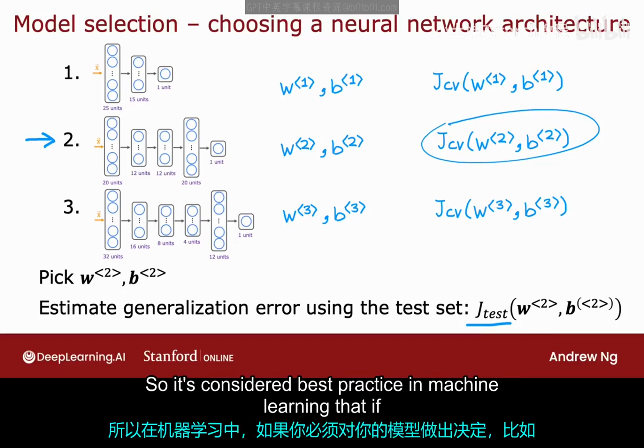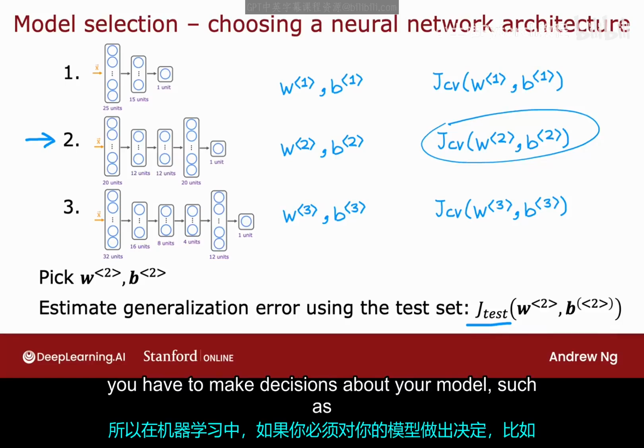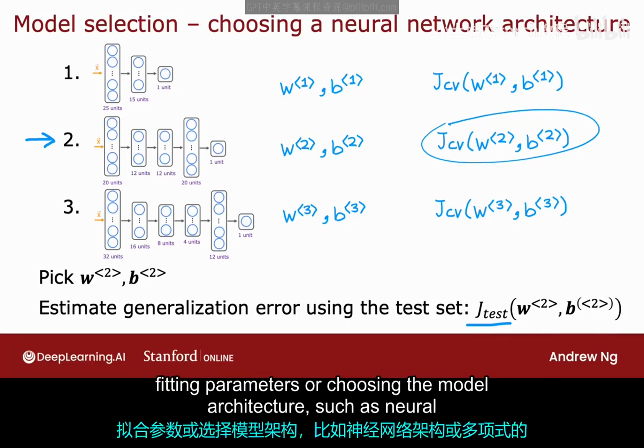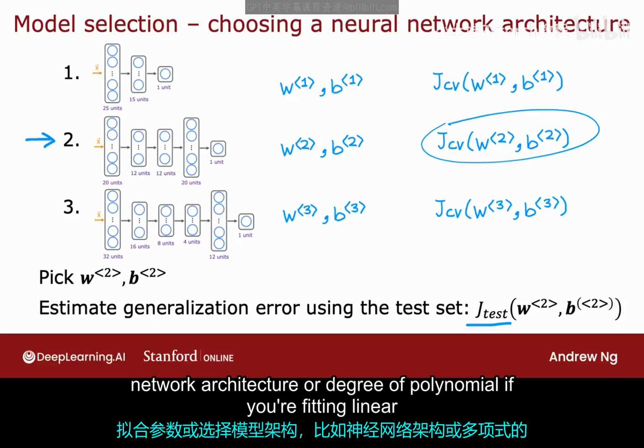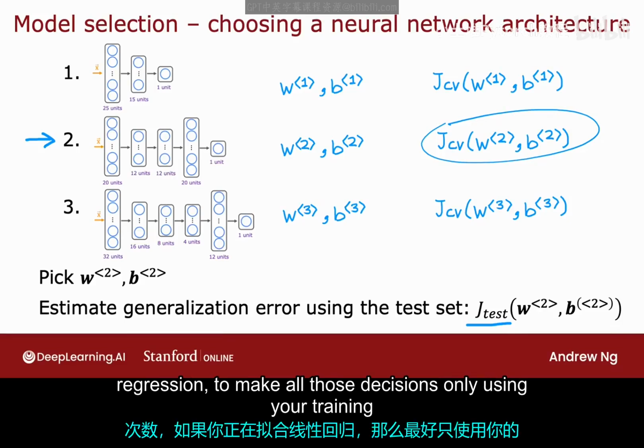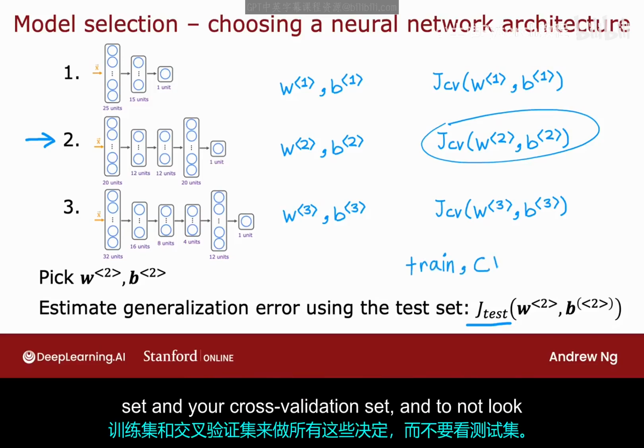So it's considered best practice in machine learning that if you have to make decisions about your model, such as fitting parameters or choosing the model architecture, such as neural network architecture or degree of polynomial if you're fitting linear regression, to make all those decisions only using your training set and your cross-validation set, and to not look at the test set at all while you're still making decisions regarding your learning algorithm.